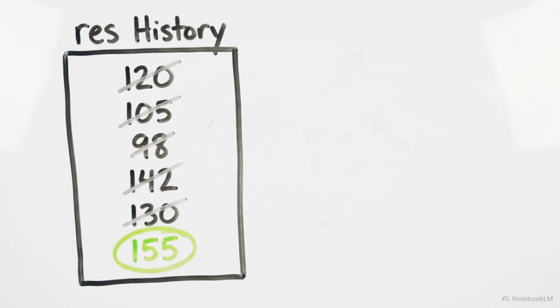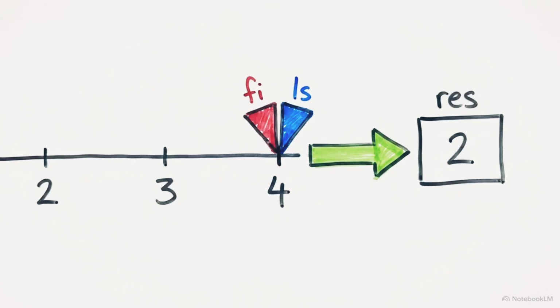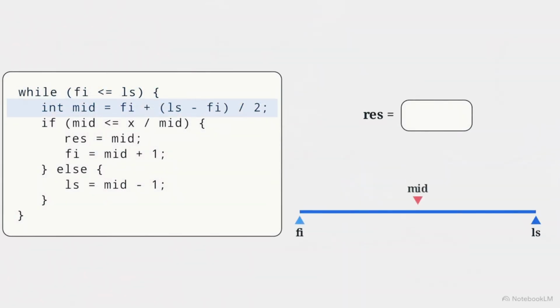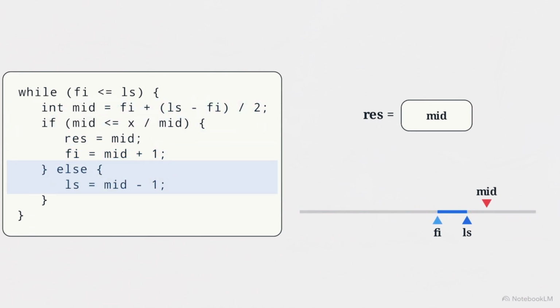As the loop finishes its final iterations, it continuously updates the stored candidate. When the pointers cross, that box holds the absolute highest valid floor value. Here is the code next to our search space. The while loop represents halving the number line. If the division passes, we store the midpoint as our candidate and shift the left boundary up. Otherwise, the else statement forces the right boundary left, discarding upper numbers.